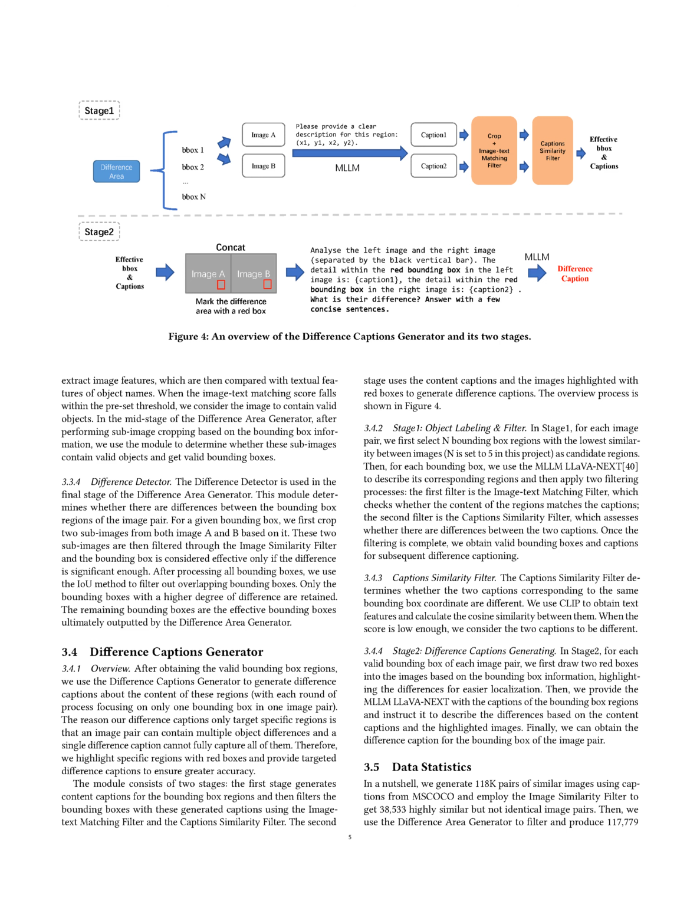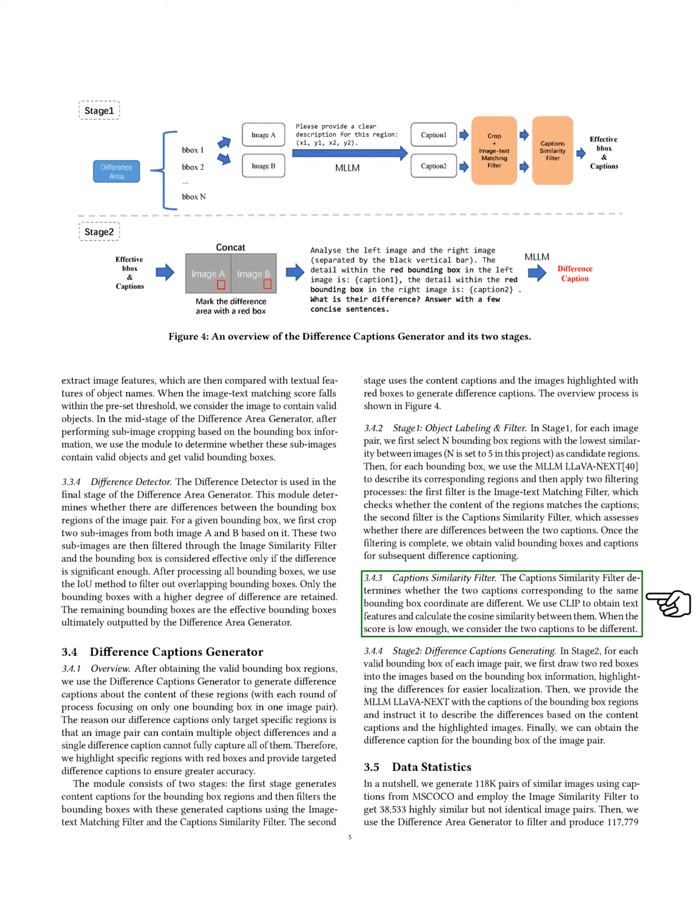Section Summary. In this section, we describe the difference area generator, which identifies object differences in image pairs by using segmentation and image similarity comparisons. We employ various filters, including the image similarity filter and the image text matching filter, to ensure valid bounding boxes and generate targeted difference captions for specific regions, enhancing the accuracy of our object detection process.